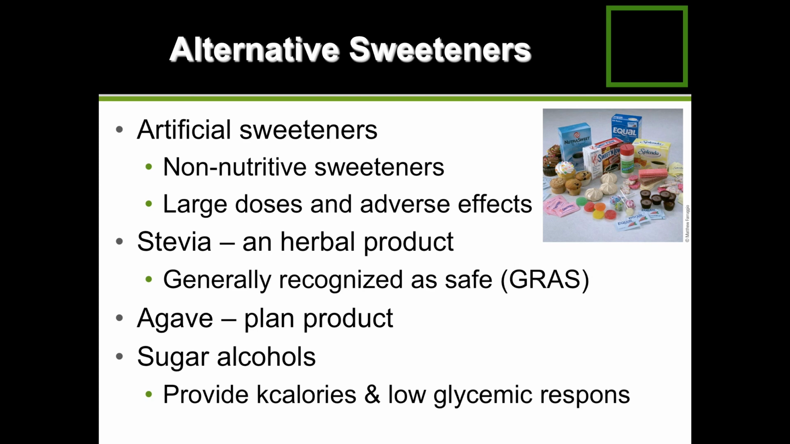Then you have agave, that's supposed to say plant, P-L-A-N-T. It's a plant product. Agave comes from the agave plant where we get our tequila from, okay? And it's low glycemic index. And then you have your sugar alcohols, but these guys still provide calories, but they have a low glycemic response.